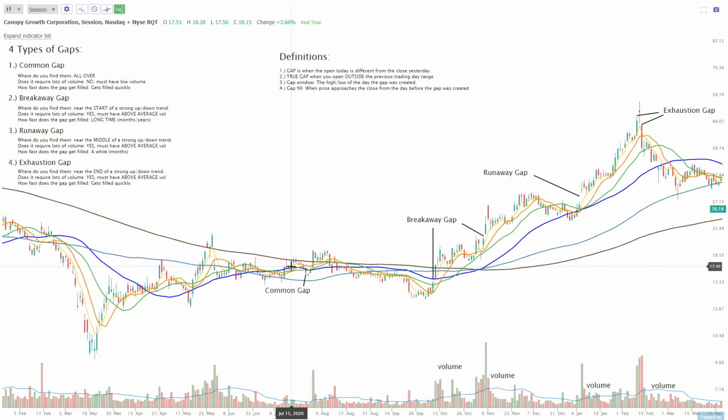The open on this day, 17.51. The close on this day is 17.39. So that's a gap. And these gaps get filled. That one took a week to get filled. Common gaps, there's not a lot of volume there, and they get filled very often. You get them all over the place.